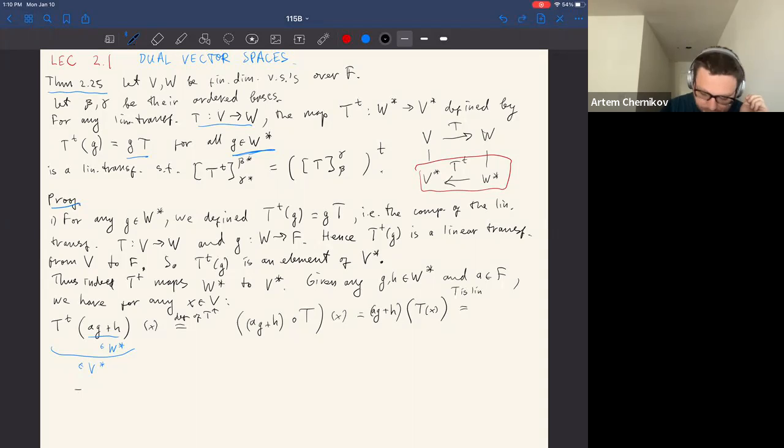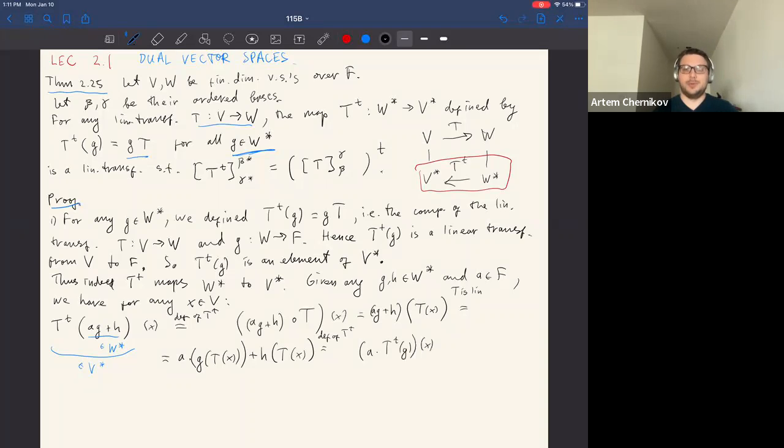let me write it closer, sorry. So this is equal to a times g of T of x plus h of T of x. Here I just used linearity of T. But again, using the definition of T^T, we collect it back. So this is the same as a times T^T of g evaluated on x plus T^T of h evaluated on x. So I just use again that T^T is defined as the composition of the corresponding functions.